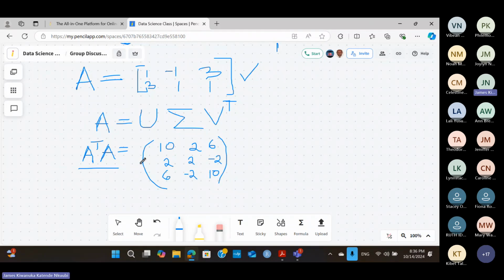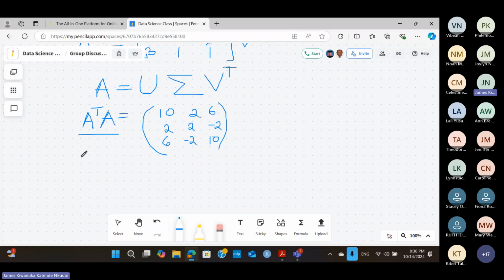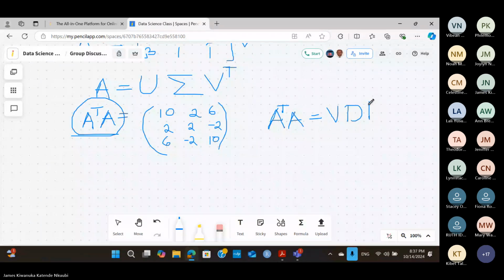Good. So now I need to diagonalize this. So the next step is to diagonalize this matrix. What I need is to find a diagonal matrix which satisfies this property. I will have some matrix V multiplied by the diagonal matrix, and then I have V transpose. Since V is orthogonal, this is just the inverse of V. So essentially what I'm doing is diagonalizing this matrix, which is here.